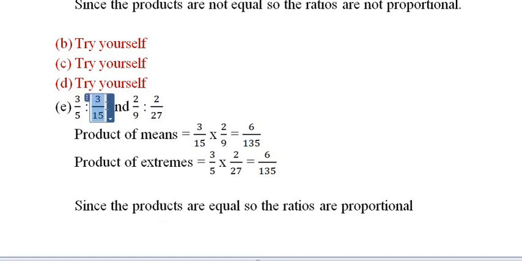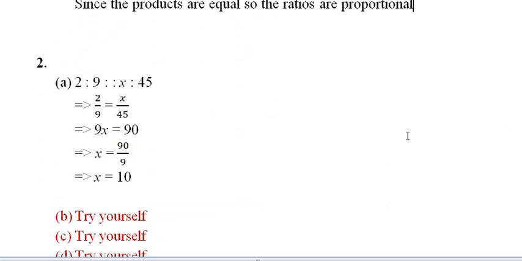These are the means, by the way. 3 by 15 and 2 by 9 are means, and 3 by 5 and 2 by 27 are extremes. So you have to find the product of the means, that is, you will get 6 by 135, and the product of extremes, you will get again 6 by 135. Since the products are equal, the ratios are proportional. So you just need to learn this property that the product of means should be equal to the product of extremes. This is the general rule of the proportion.